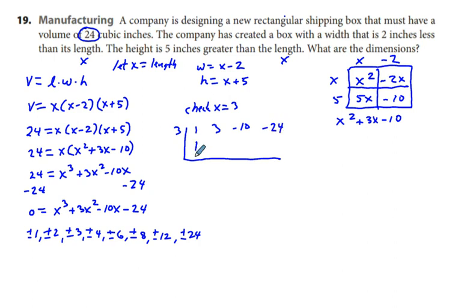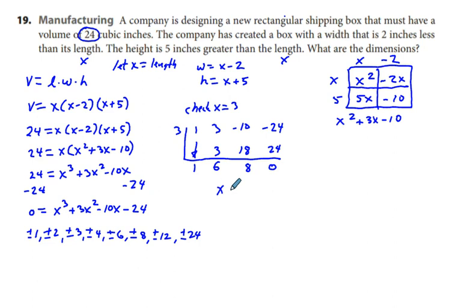Let me bring down this 1. 3 times 1 is 3. 3 plus 3 is 6. 3 times 6 is 18. Negative 10 plus 18 is 8. And 3 times 8 is 24. And we have 0.